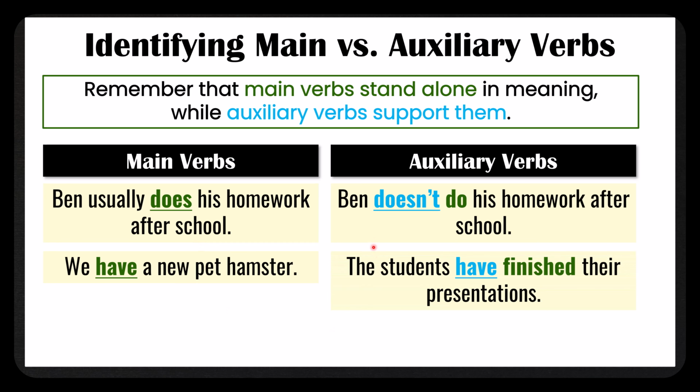But in this example, the students have finished their presentations. The main verb is finished. Have finished is the present perfect. And have in this sentence is an auxiliary verb because it helps form the present perfect.